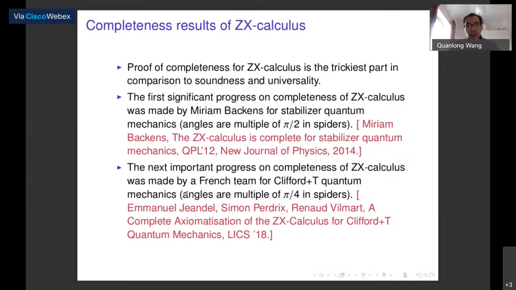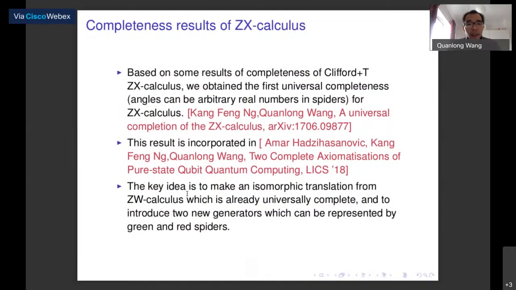The next important progress on completeness was made by the French team for Clifford plus T quantum mechanics, which means the angles are multiples of pi by 4. And based on this Clifford plus T completeness, we obtained the first universal completeness, which means the angles can actually be real numbers. This result is incorporated in this paper. The key idea is to make an isomorphic translation from the ZW calculus, which is not a graphical calculus and is already universally complete. The technique we use is to introduce new generators, which can still be represented by green and red spiders.